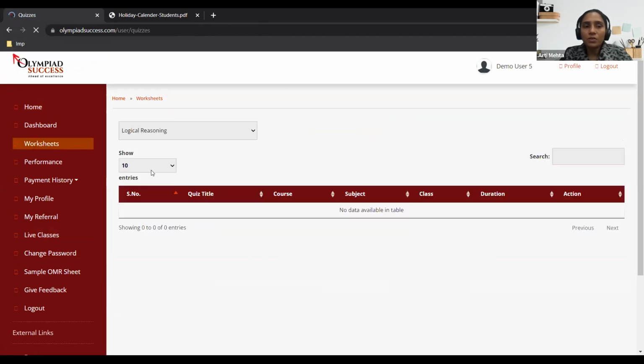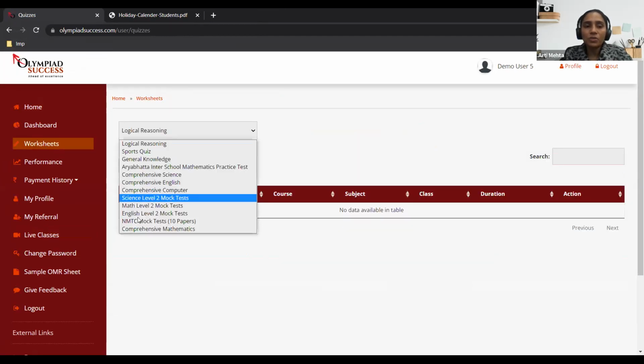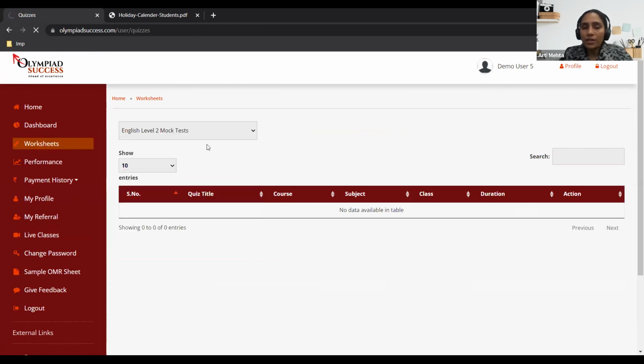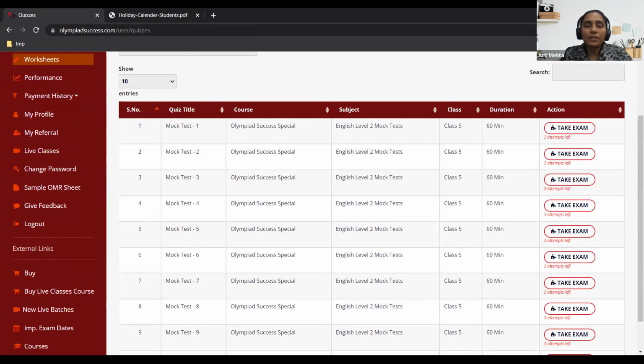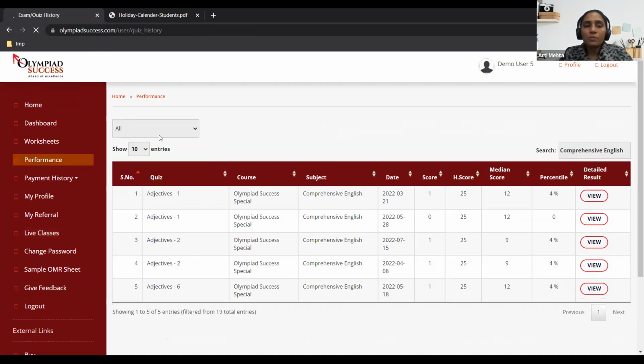The next important thing is the worksheet. You would be getting access to English level 2 mock test. There are 10 mock tests available for you, so you can practice from these tests. You just have to click on the take exam button, take the test, and you can see your performance by going to the performance tab, selecting the subject. Let's say if I select comprehensive English, click on the view button, and then your answer key will be displayed. So that is all about the platform, and I'll just stop my screen share.